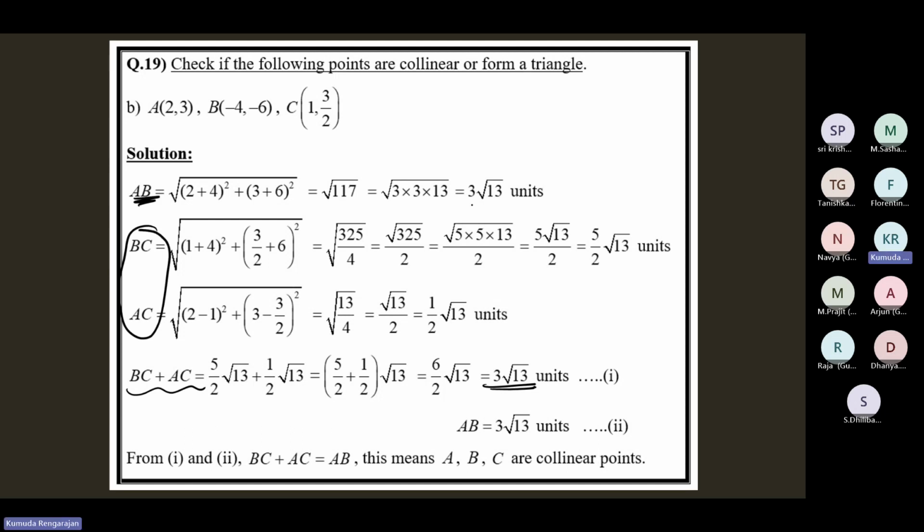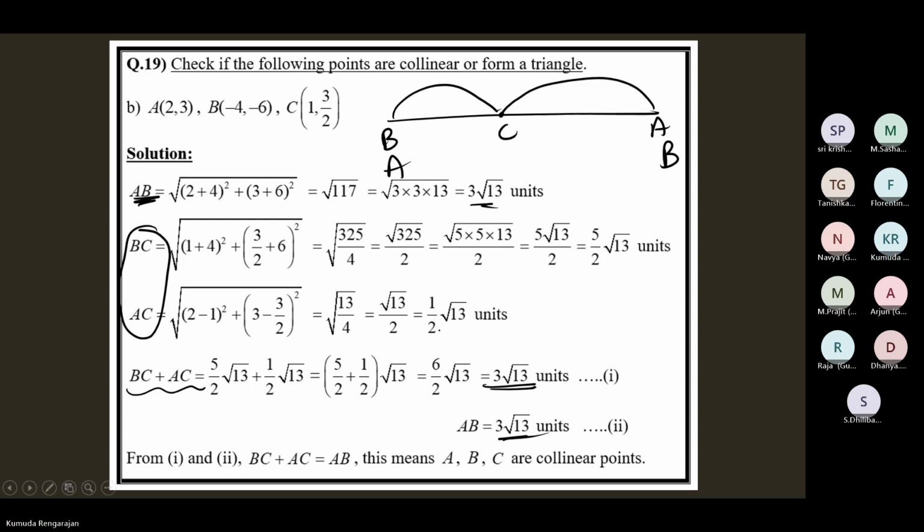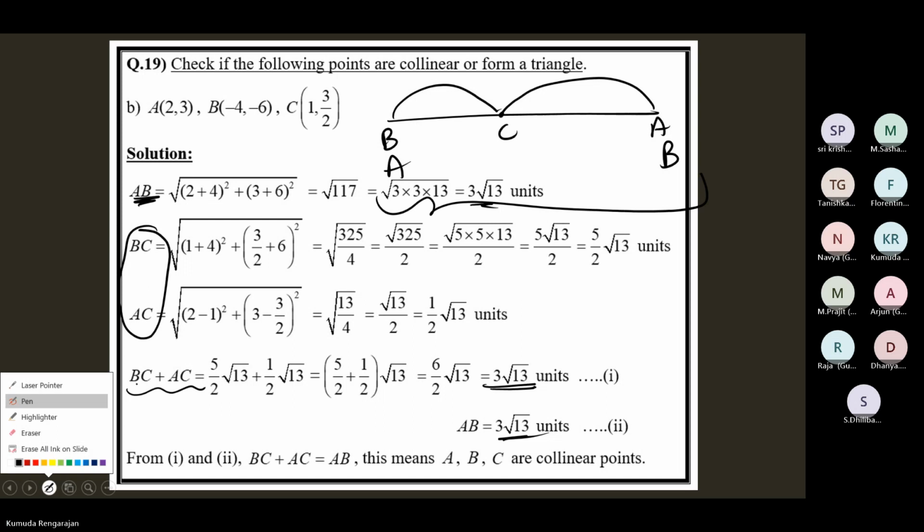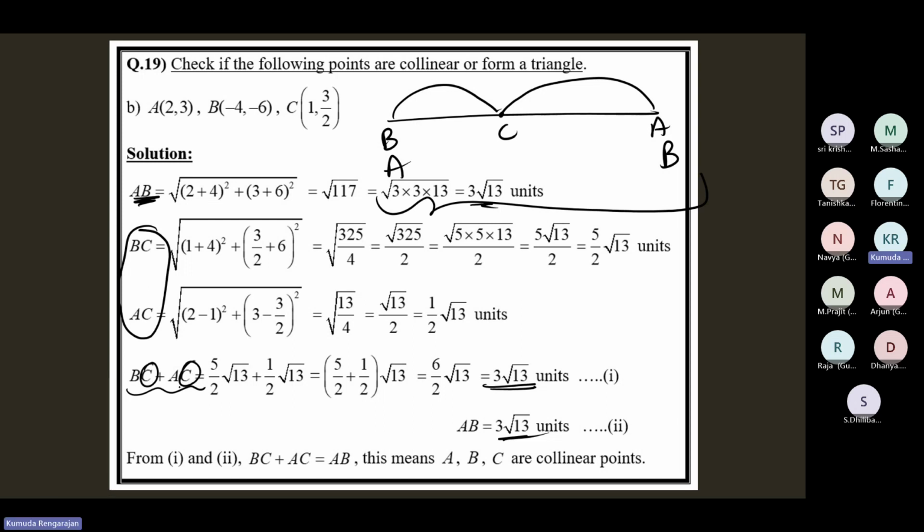And this one is also 3 root 13. AB is 3 root 13. So since BC plus AC is equal to AB, that means C lies on AB, because C is common in BC and AC. So C will lie on AB or BA.